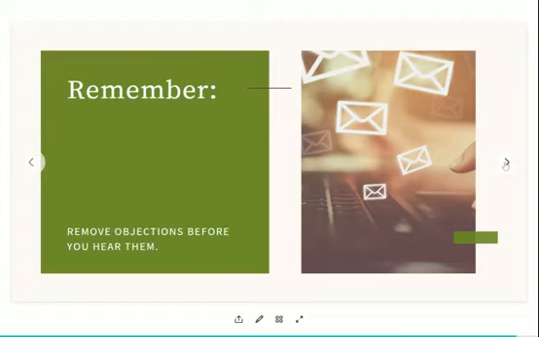Okay, remove objections before you hear them. If you've been in practice for longer than a week, you have undoubtedly heard the same objections over and over and over again. Quite often when you present treatment, you'll hear the same or similar objections. So you already know what the common objections are, and use these emails as an opportunity to speak to those objections before the person ever thinks or utters them.